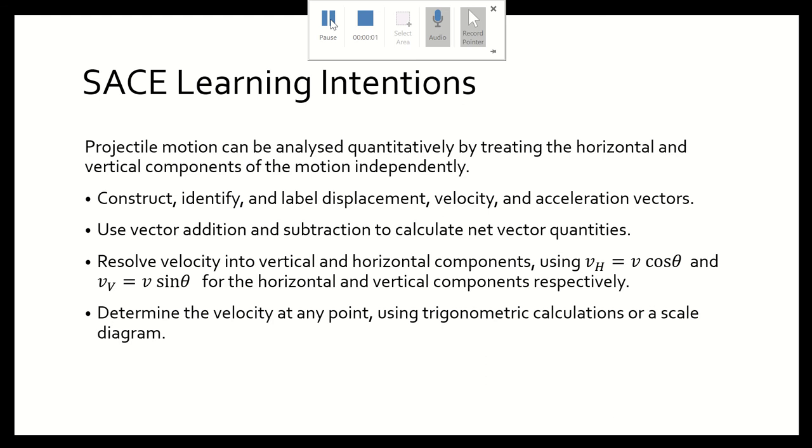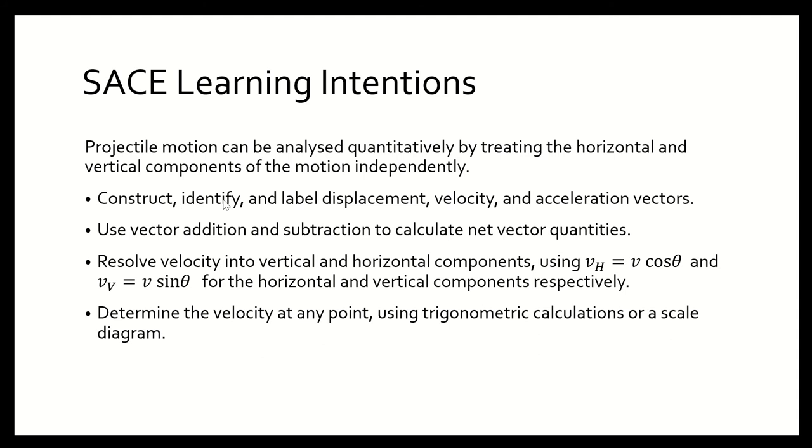So in this video we're going to be looking at projectile motion again, and projectile motion can be analysed quantitatively by treating the horizontal and vertical components of the motion independently. And I'll show you what I mean by that in a minute. And basically you need to be able to do the following.